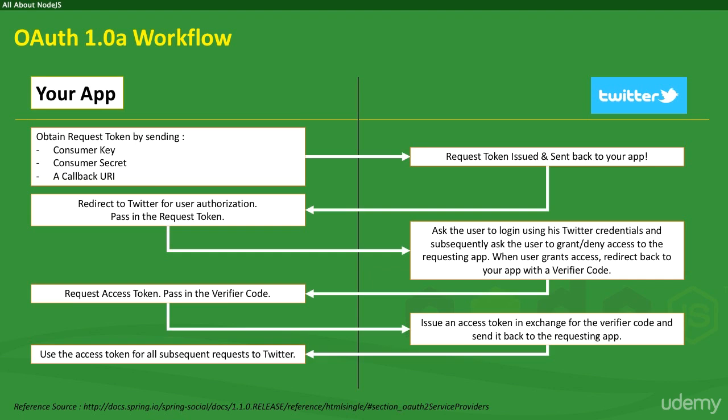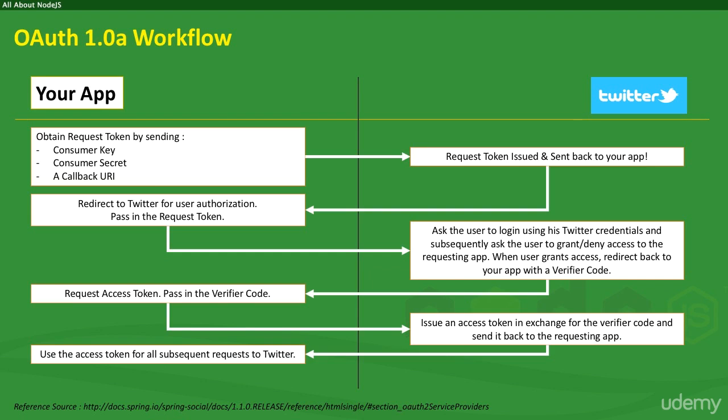Once you register the app, Twitter will provide you with two unique IDs, namely a consumer key and a consumer secret. So the first thing that our app needs to do is to access Twitter's authentication API and ask for a request token. When this request is made, your app needs to also pass in the consumer key, consumer secret, and a URI for Twitter to reach back to your app. So step number 1, we want to obtain a request token.